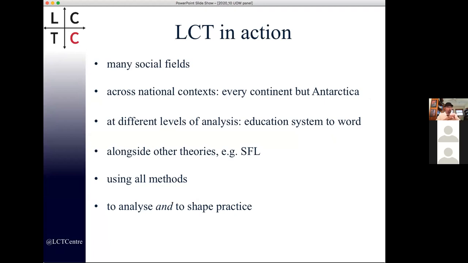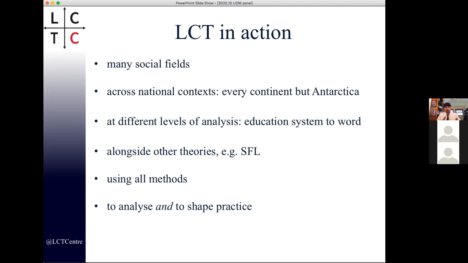It's also used alongside other theories, other models, including very much alongside systemic functional linguistics, and with all sorts of methods, qualitative, quantitative. So just because it hasn't been used to look at something, or used with a particular method or alongside another theory, that doesn't mean it can't be. It just means it hasn't been tried yet. And lastly, it's being used to not only analyze practices, but as I said already, to shape them as well.